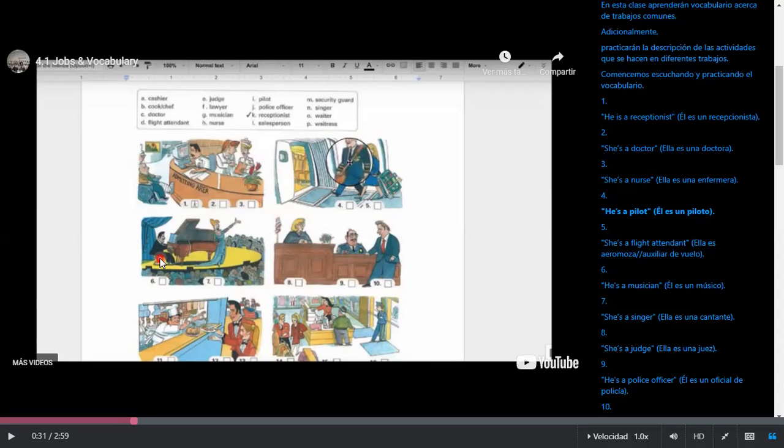Is music. A musical. Okay, the pronunciation is musician. Musician. Okay, and her. Singer. She is a singer. Yes. A singer. Okay, so how about her? Judge. Okay, she is a judge. And how about him? Police officer. A police officer. Okay, and he? Lawyer. He's a lawyer. Okay, he is a lawyer.